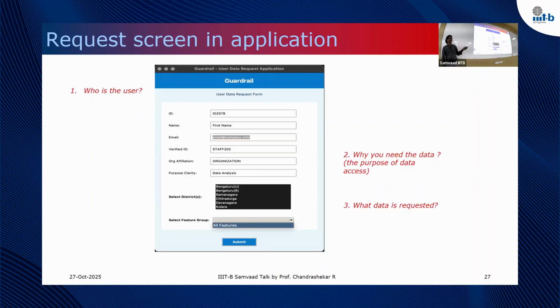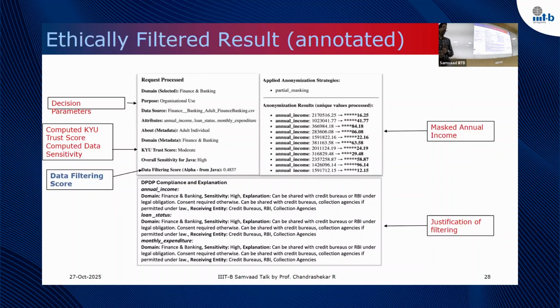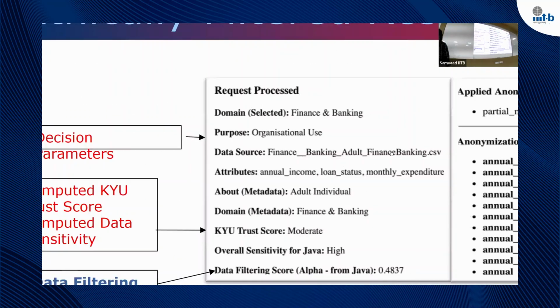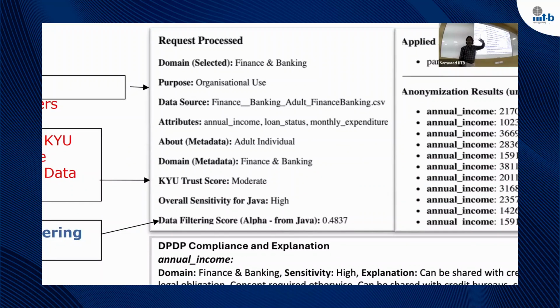For the proof of concept, we created a very simple screen wherein you say who is the user, what is your organization affiliation, and what is the purpose. We just had a hard-coded list of purposes right now, and you select what data you want. Broadly, what happens is the system, let me try to zoom a little bit, uses these parameters and says, okay, what is the data that is asked? Domain, finance and banking is requested. What is the purpose? It is for organizational use. What is the specific data source? The CSV file. What attributes are we looking at? Annual income, loan status, monthly expenditure, and so on.